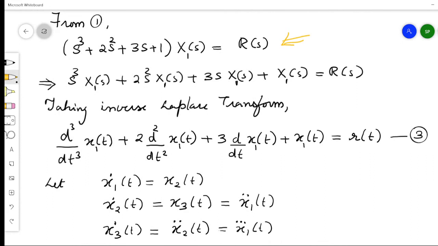Now when you are considering the state model, it is in the time domain. Here we see that it is in the frequency domain, the s domain. For converting this s domain into the time domain, we have to take the inverse Laplace transform. When you take the inverse Laplace transform, s^3 denotes the third derivative, so you get d^3/dt^3 x1(t), and s^2 denotes the second derivative, 2 d^2/dt^2 x1(t), plus 3 d/dt x1(t) plus x1(t) is equal to r(t). We just took the inverse Laplace transform.